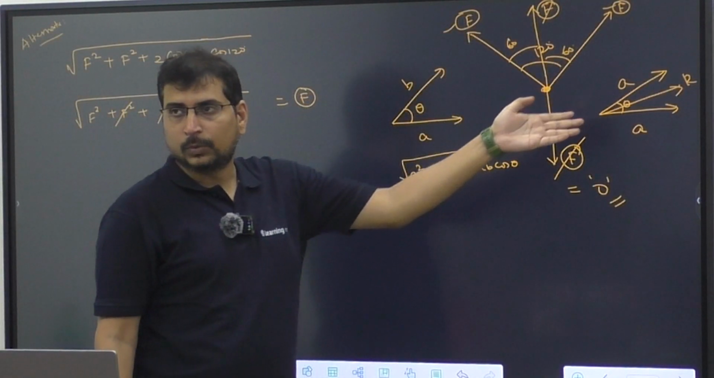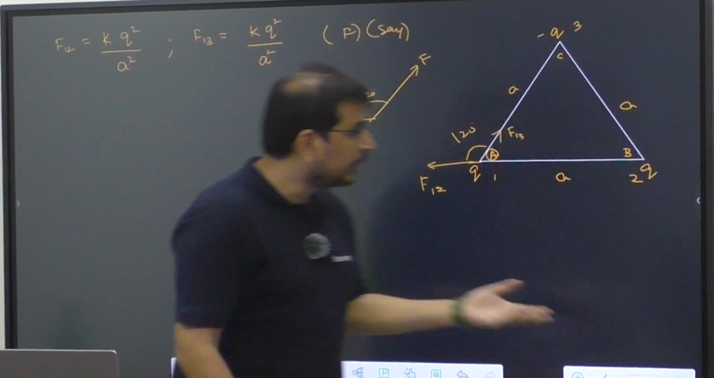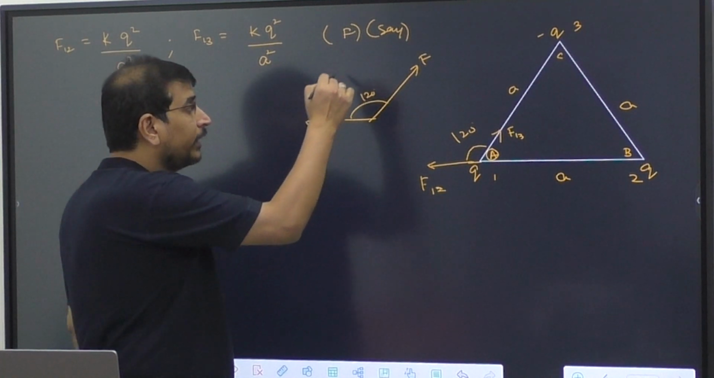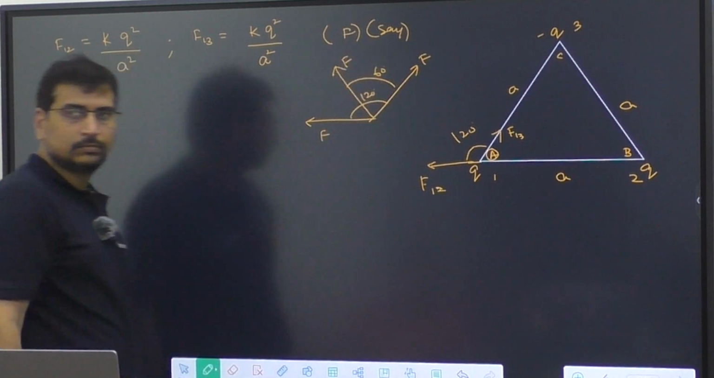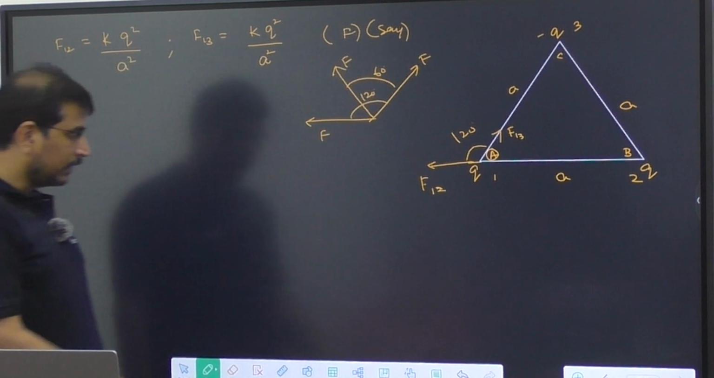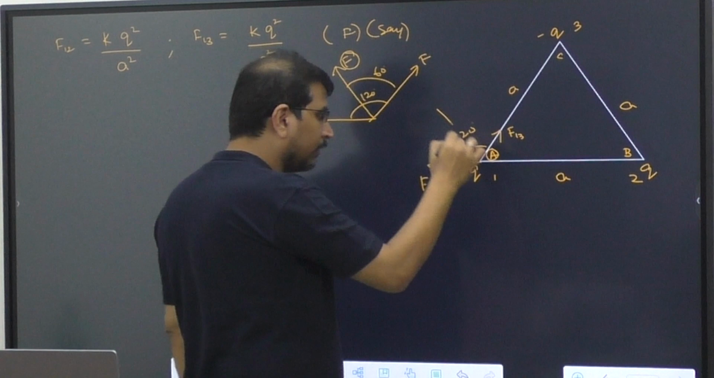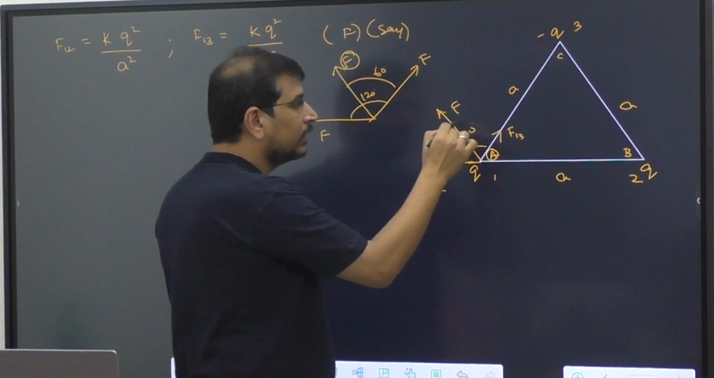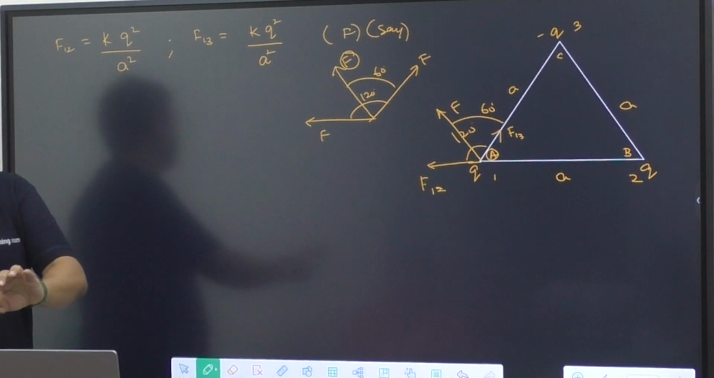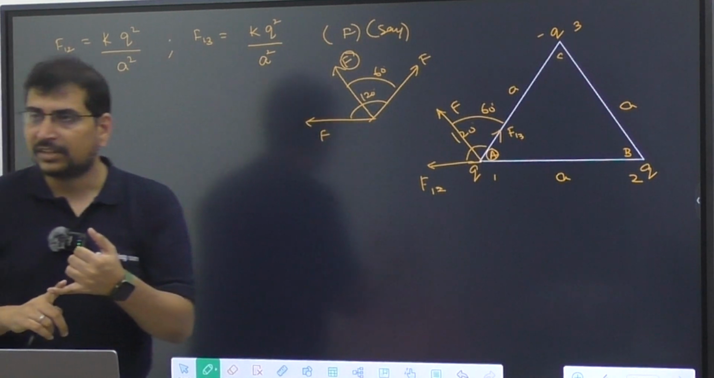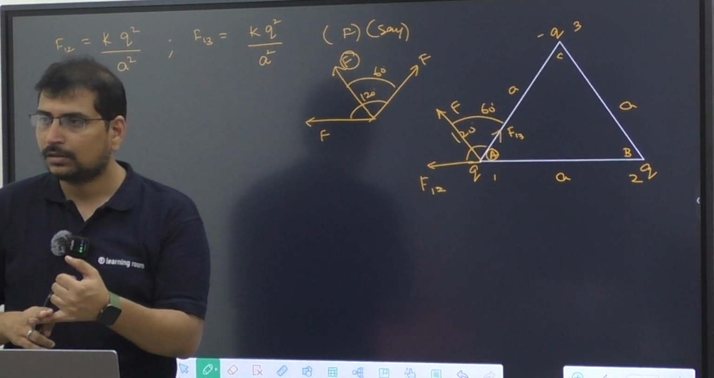F and F at an angle of 120. What was the result? It was F, right? So here also it will be F only. And what will be the angle made by it? Simple. That's it. So the force experienced by the charge at A will be F, making an angle 60 degrees with AC. That is how you need to report the answer. So how will you report it? It is experiencing a force of magnitude F at an angle of 60 degrees with AC.